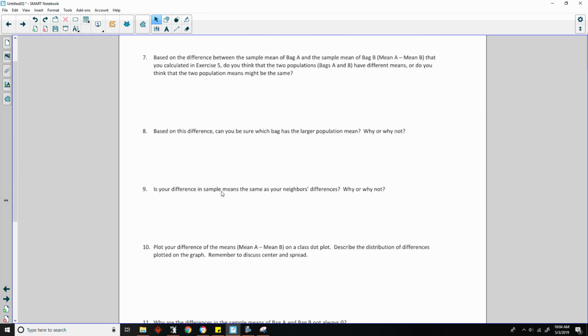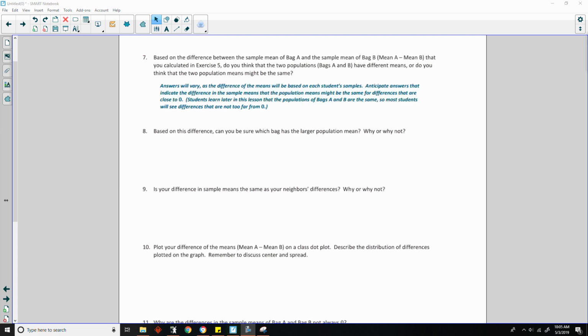Number 7, based on the difference between the sample mean of bag A and the sample mean of bag B, mean A minus mean B, that I calculated in exercise 5, do you think that the two populations A and B have different means, or do you think that the two population means might be the same? Answers to this will also vary, as the difference of the means will be based on each student's samples. Anticipate answers that indicate the difference in the sample means, that the population means might be the same or different, as that are close to 0. Students learn later in this lesson that the populations of bags A and B are the same, so most students will see differences that are not too far from 0. So 0.9 was pretty close to 0.